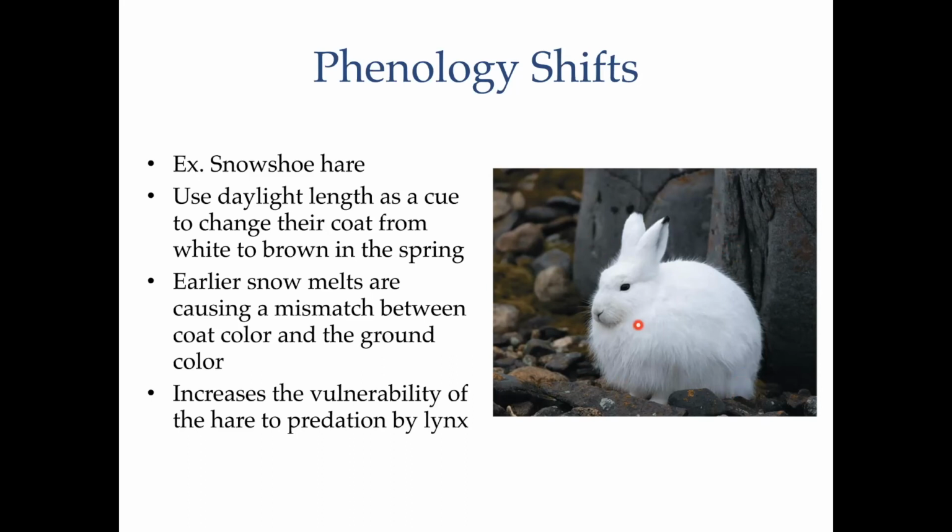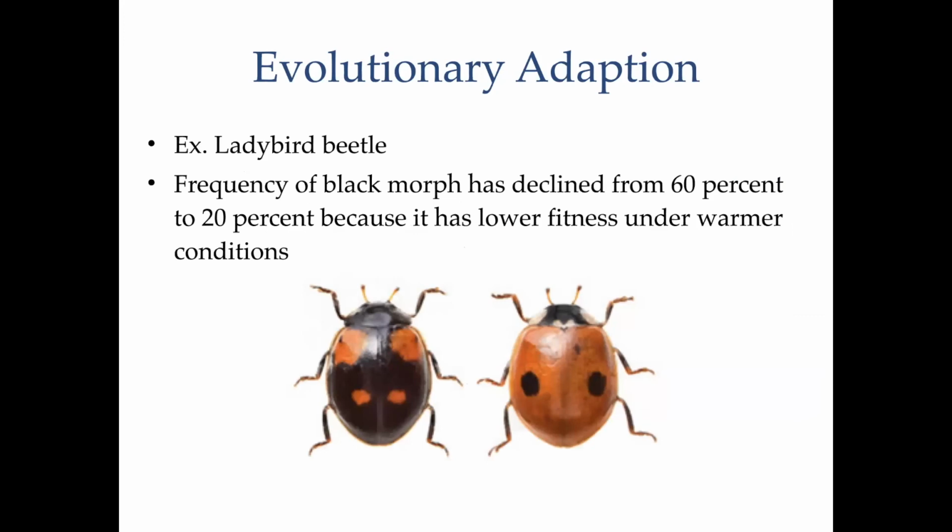So instead of working as a protection, this is actually making it more vulnerable, because it's easy to spot one white animal like this on a surface which is not covered with snow anymore. So we are having a mismatch of those organisms. We can expect that the populations of lynx are going to suffer some interference as well, because they feed on those snowshoe hares.